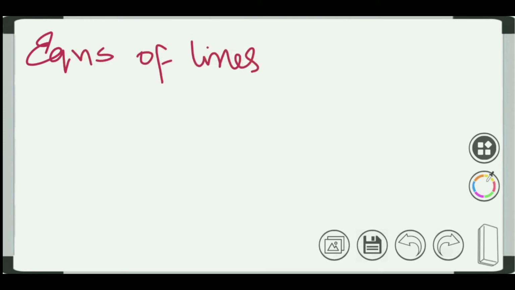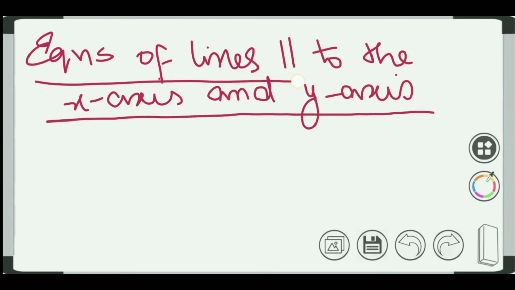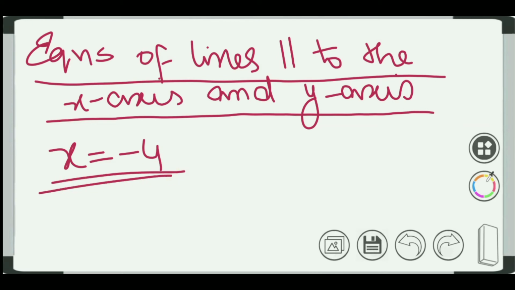Our next topic was equations of lines parallel to the x-axis and y-axis. Okay. So the equation we did was x is equal to minus 4. So you got a line parallel to the y-axis, right? Just now we got it; it was the line parallel to the y-axis. So how can you conclude this?